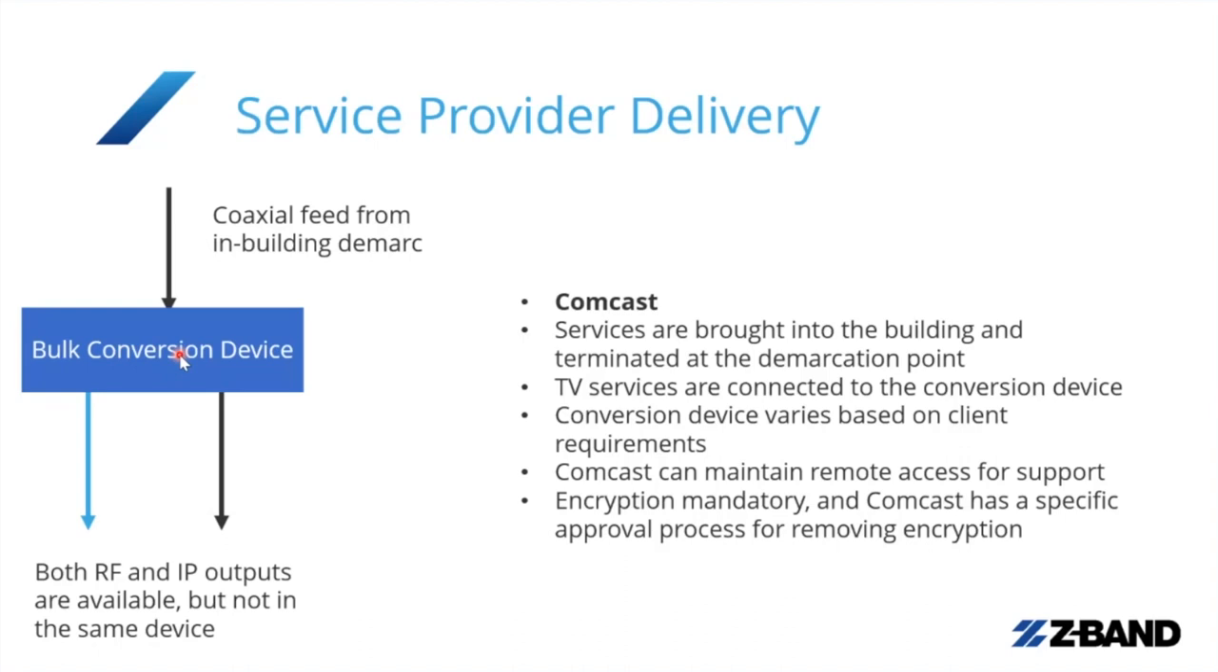And just as an example for us, we use AES encryption, 128-bit AES encryption on some of our IPTV projects. Not all of them, some of them. And on those projects, we have to get specific encryption approval from Comcast that our encryption is acceptable for the AES 128-bit side of things.